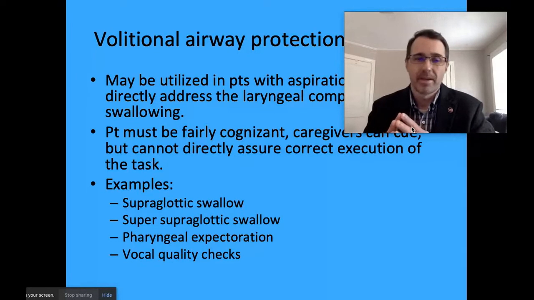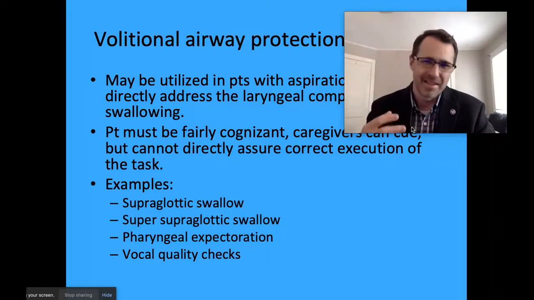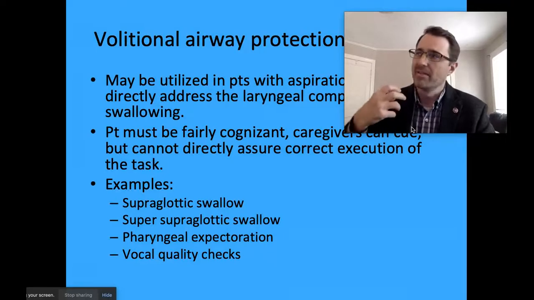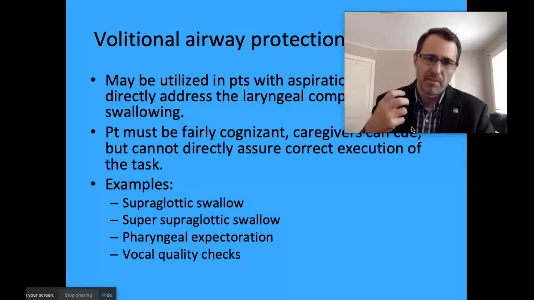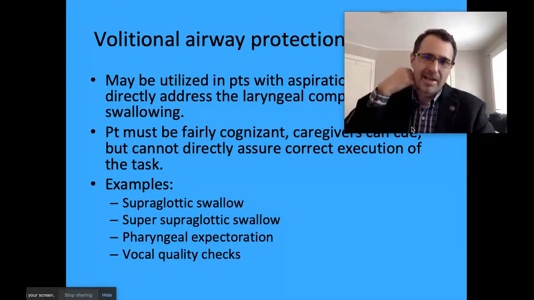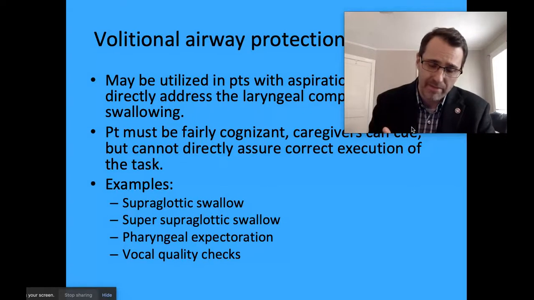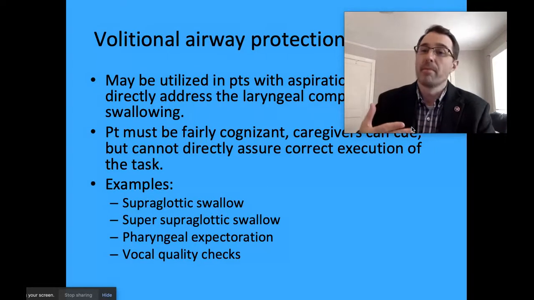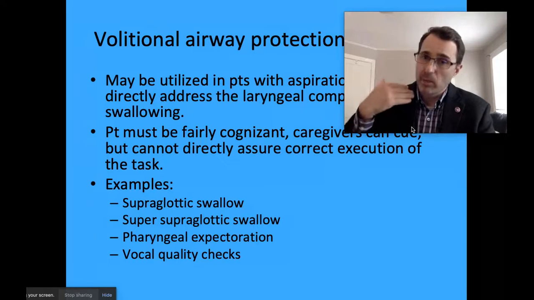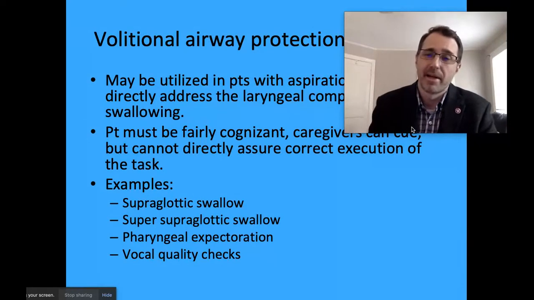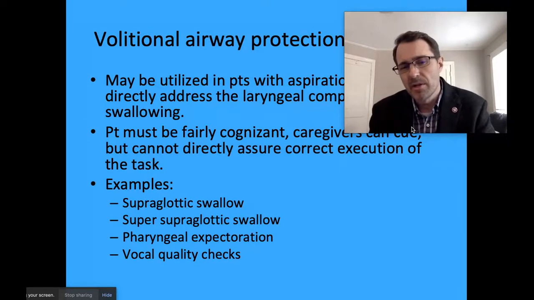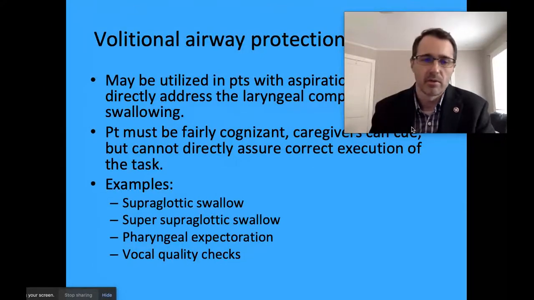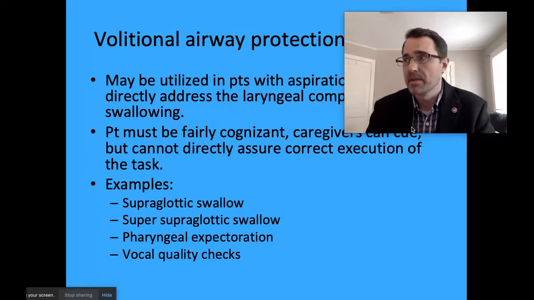Pharyngeal expectoration. This is the sound you make when you're hawking up a loogie. This is that sound. The sound that you make when you have stasis or something in your pharynx and you're trying to expel it back into the oral cavity, maybe to try to swallow it again or to spit it out.